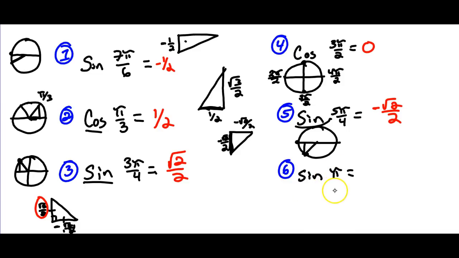One more right here, the sine of pi. So let's draw our circle. Where's pi? Hopefully you know where that is. It's right here. Sine is our vertical distance. So from the origin we go over -1, and then we go up or down none. So our vertical distance is none, and therefore the sine of pi is 0.